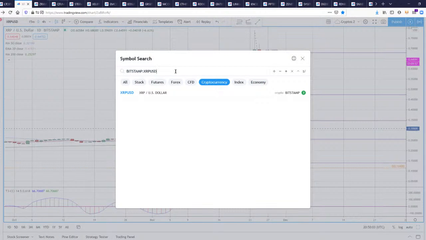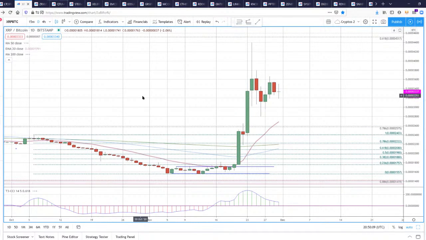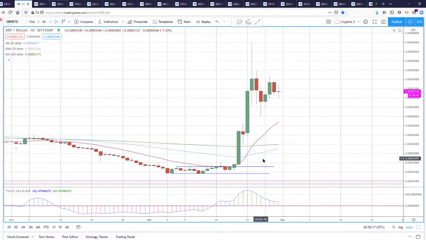If I was looking in Ripple Bitcoin, because you do want to make sure that Ripple is outperforming Bitcoin, here's our 20 moving average, and it's back here at 26.89. Let's clean up these fibs.